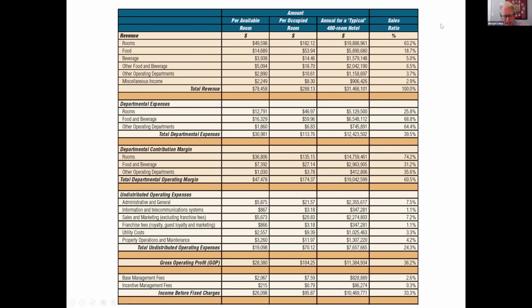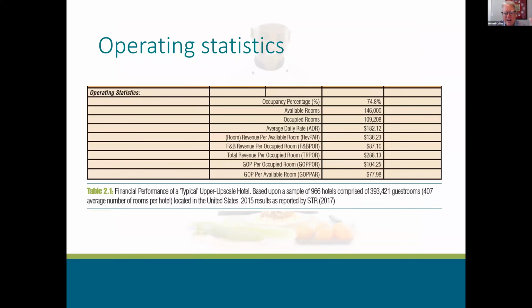What I did is I got data from STR through the Share Center, and I got year-end data for, can't remember how many hotels. It was 966 hotels comprised of 393,000 guest rooms. You can see here at the bottom. So these thresholds come from that.